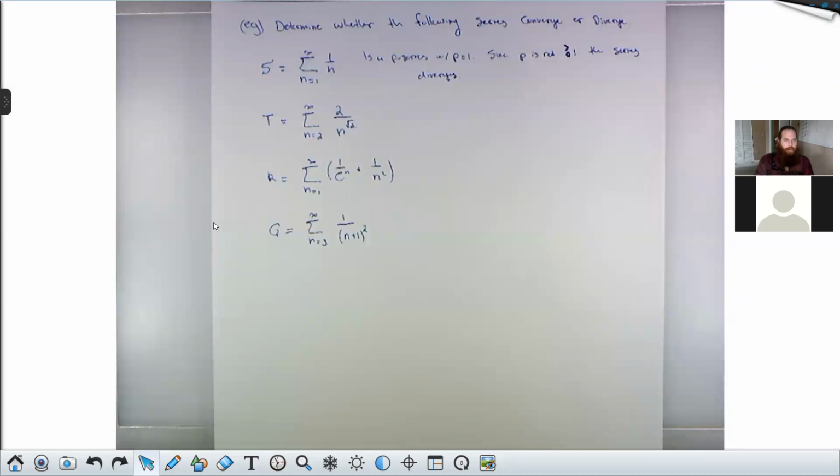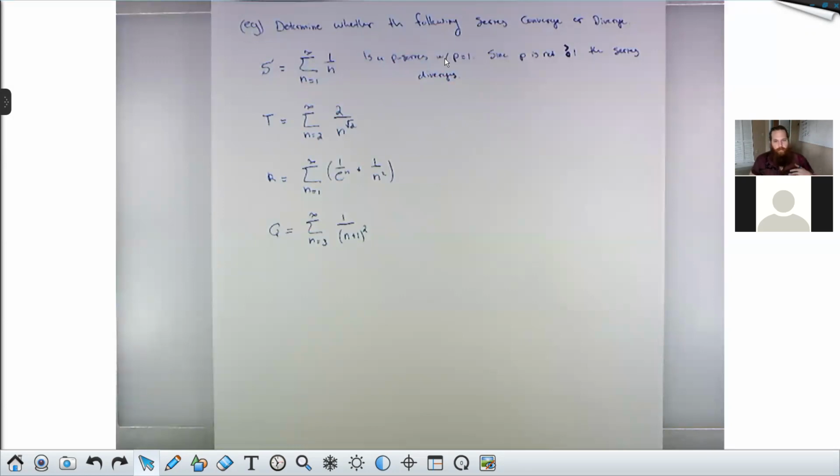Correct. Dalton asks, so we don't need to check for positivity, continuity, and decreasing? No. I have my theorem on P series. So as soon as I can say it's a P series, then I can tell you right away whether the series converges or not. If P is bigger than 1, the series converges. If P is less than or equal to 1, the series diverges. It is a little bit overpowered. There's a lot you can do with this.